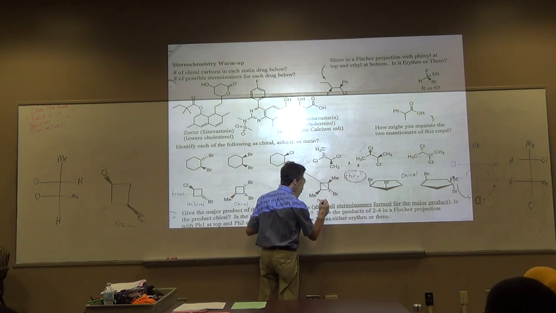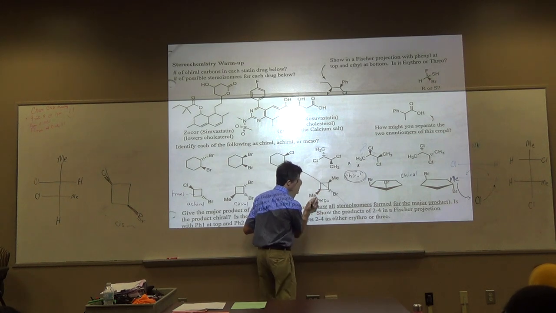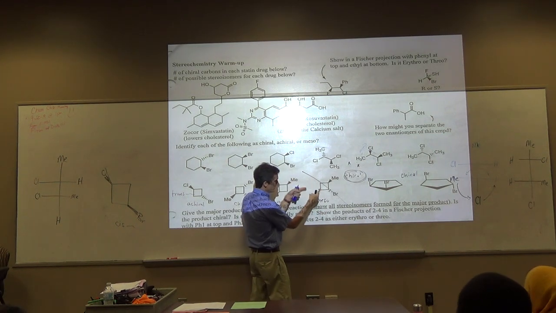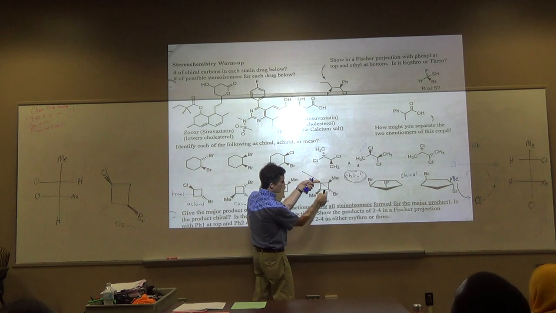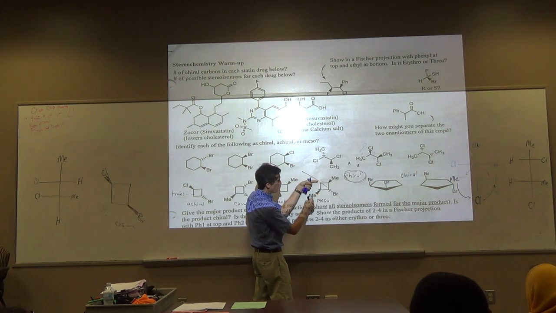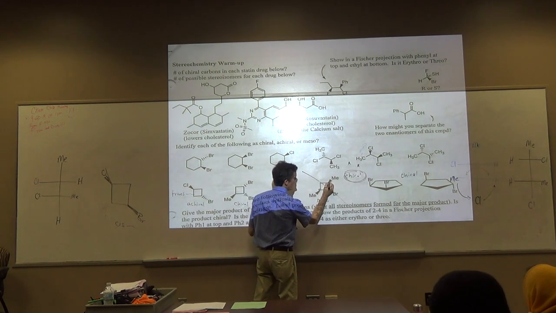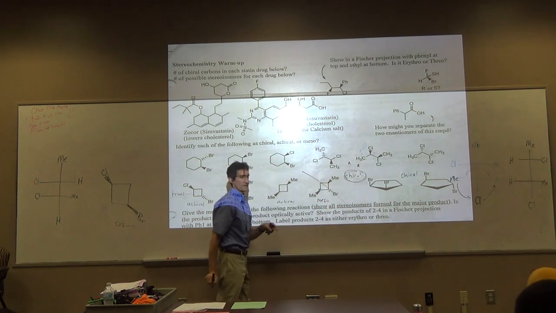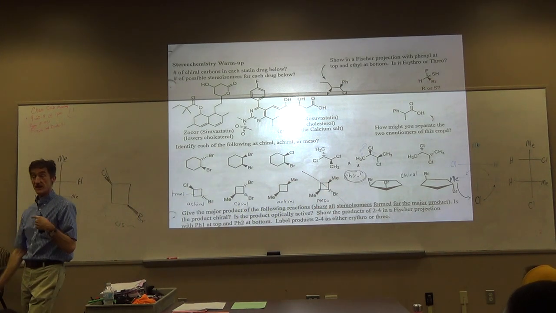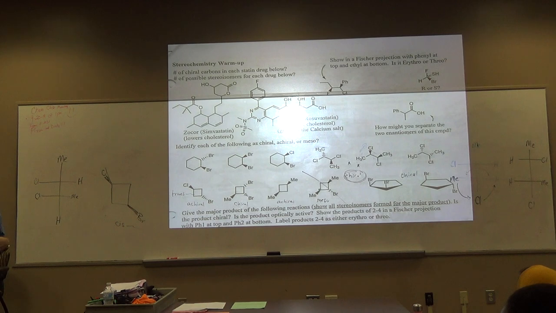This one's meso because that is a chiral carbon, right? It's got a methyl and undrawn H. Is this the same? No. You go this way, you encounter a carbon with a bromine. You go this way, you do not. That's an achiral compound that has chiral carbons. Special case, we call it meso.